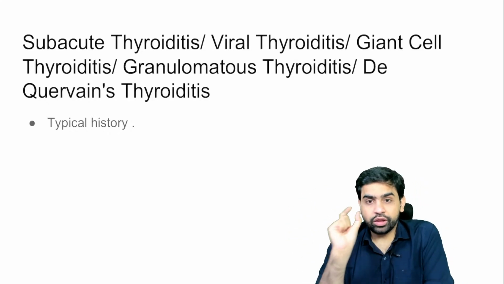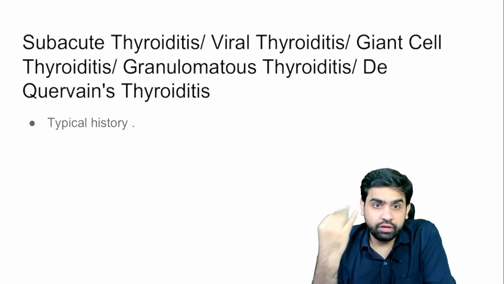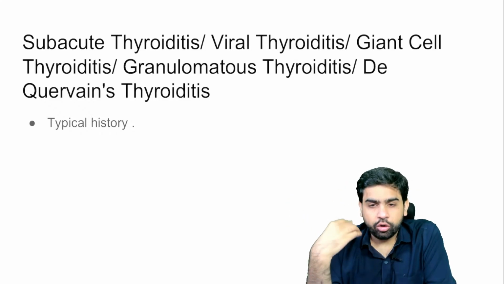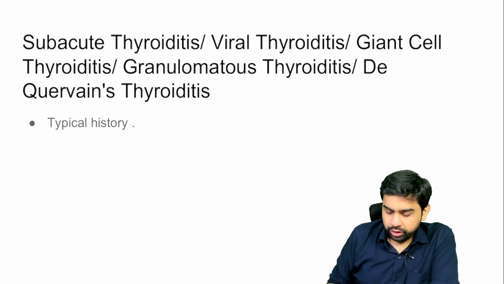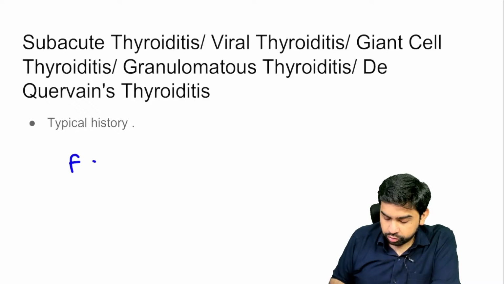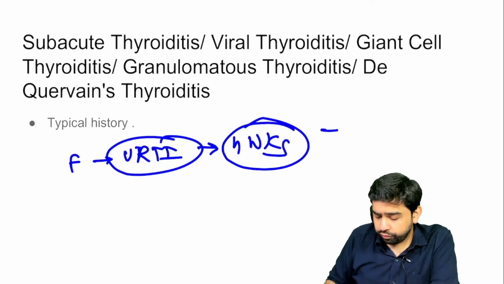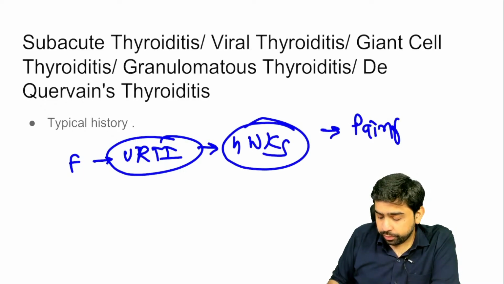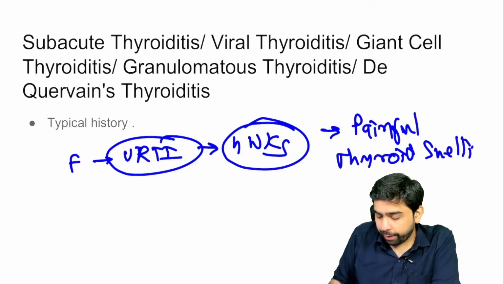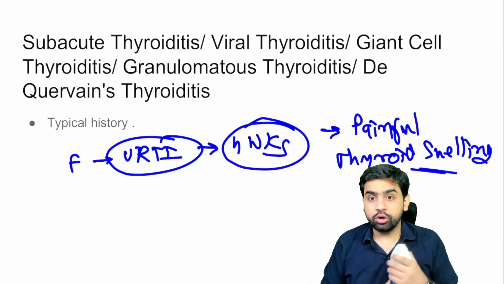Right. Now, lastly, let's talk about this. These are all the names of the same disease: subacute thyroiditis, viral thyroiditis, giant cell thyroiditis, granulomatous thyroiditis, De Quervain thyroiditis. Now, what is happening over here is that you have a young female. Usually in the questions they give around 40-45 years. The patient has an upper respiratory tract infection, and 4 weeks later the patient is going to have a painful thyroid swelling. This upper respiratory tract infection was caused by a viral infection.